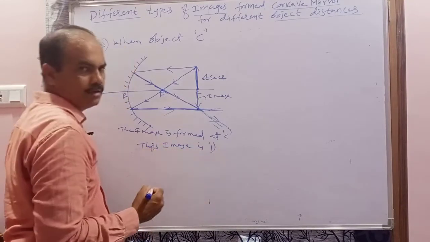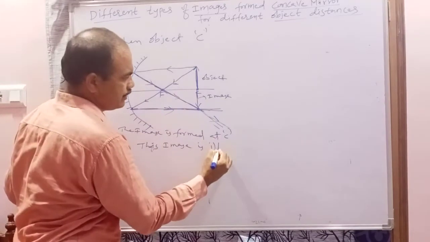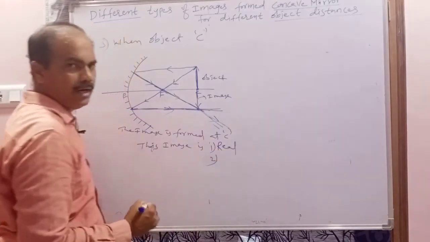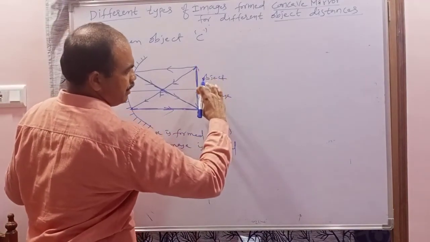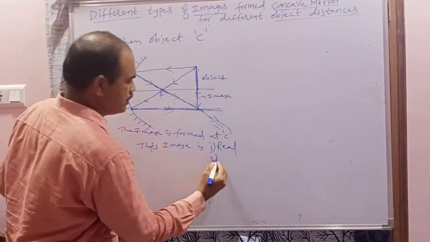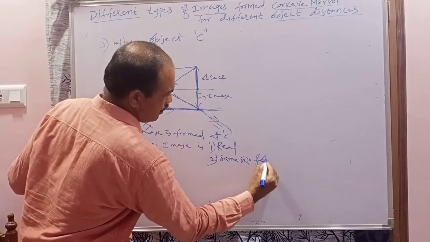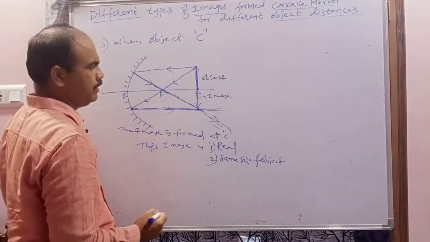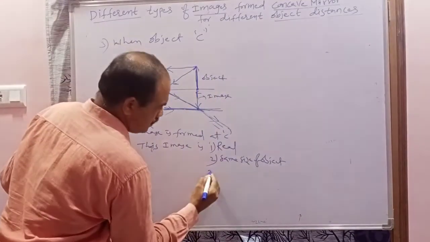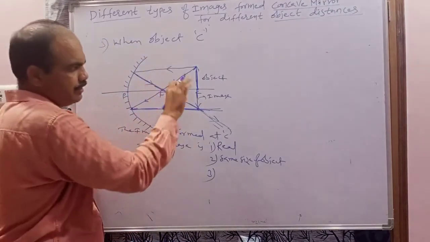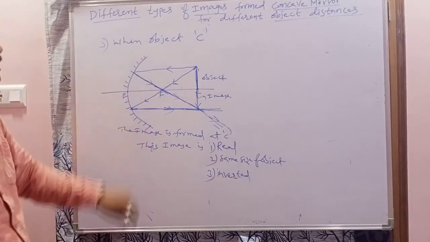First, it is formed because the reflected rays really intersect. That's why this image is called a real image. And coming to the size, whatever the size of the object, the image size is also the same. Same size as the object. This is an important case. Third, is it inverted or erect? It will be inverted. This is when the object is at C.